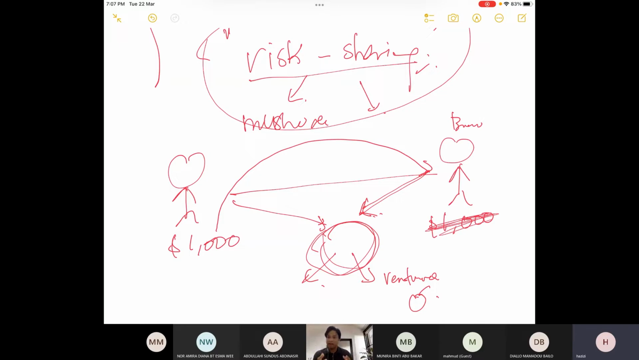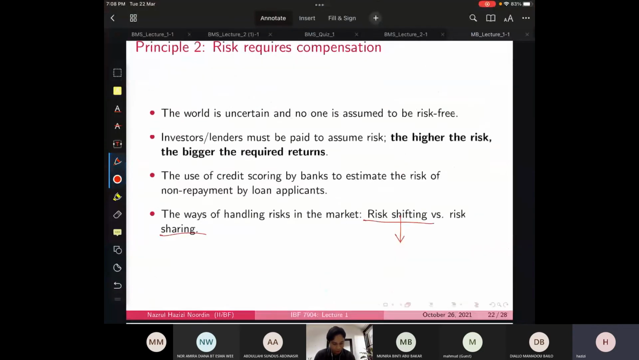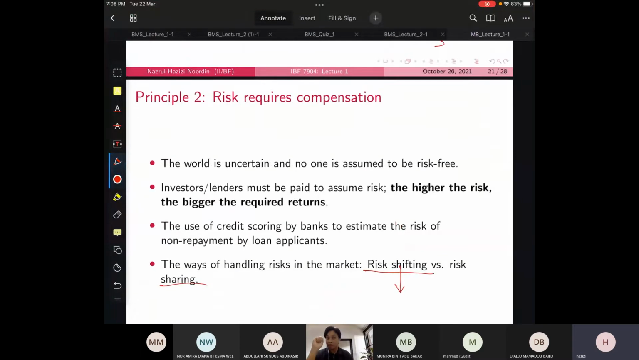But I'm talking about today's situation. In the world that we are living in today, the situation is slightly different. We don't have that etiquette, the concept of Islamic etiquette, anymore. So you have a problem when you want to apply this concept of risk sharing. I don't want to go into details, otherwise we don't have enough time to cover everything. So you are clear with concept number 2, risk requires compensation, which is related to the concept of time value of money just now.